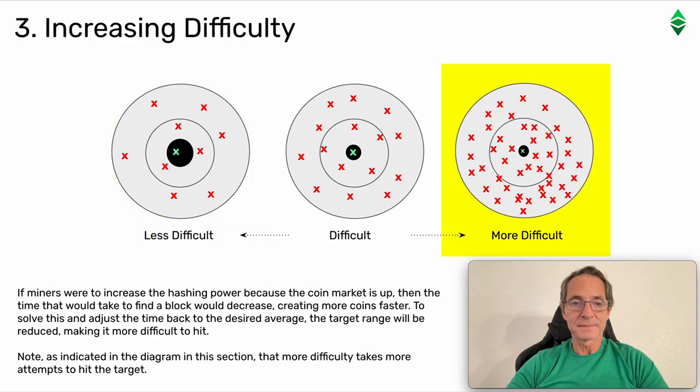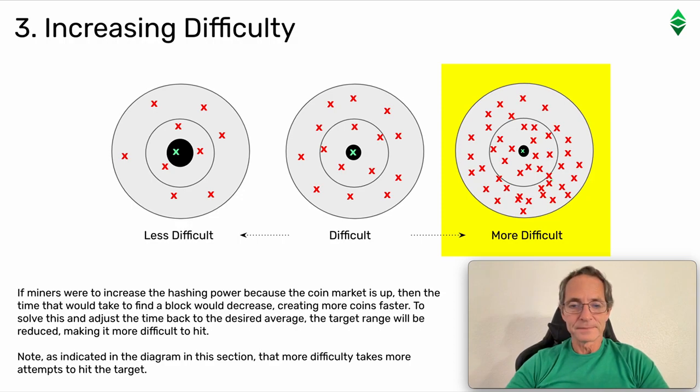3. Increasing difficulty. If miners were to increase the hashing power because the coin market is up, then the time that it would take to find the block would decrease, creating more coins faster. To solve this and adjust the time back to the desired average, the target range will be reduced, making it more difficult to hit. Note, as indicated in the diagram in this section, that more difficulty takes more attempts to hit the target.